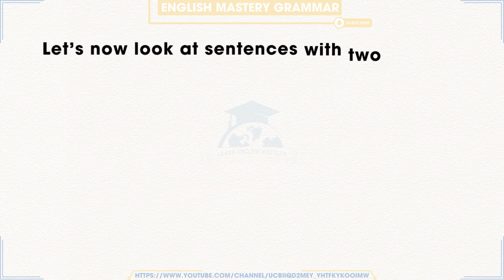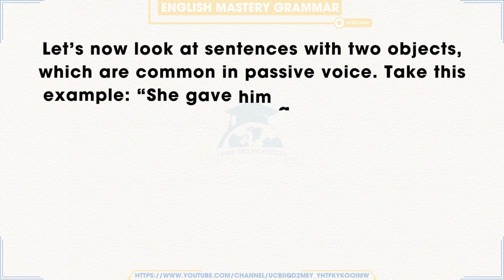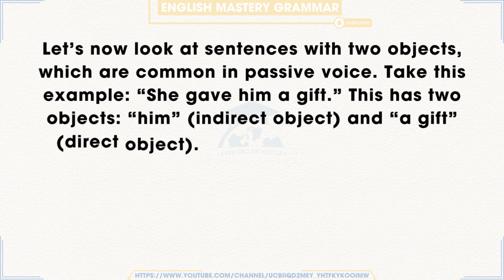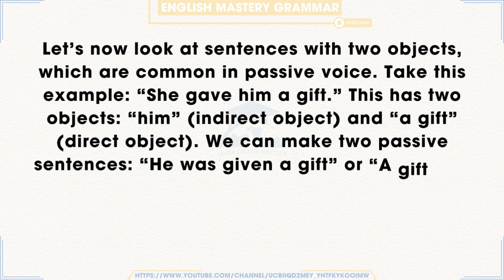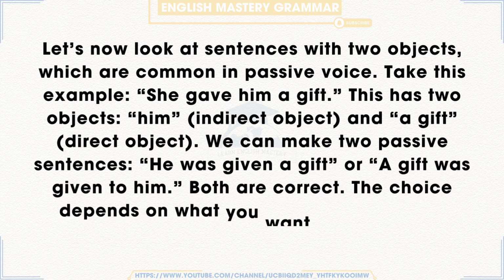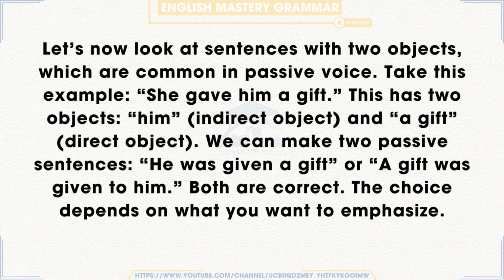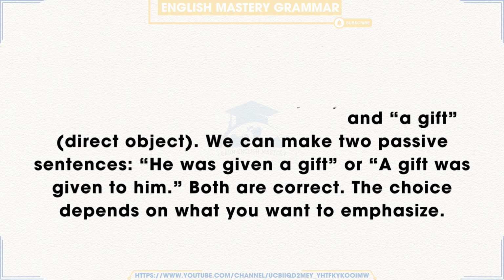Let's now look at sentences with two objects, which are common in passive voice. Take this example: she gave him a gift. This has two objects, him, indirect object, and a gift, direct object. We can make two passive sentences. He was given a gift, or a gift was given to him. Both are correct. The choice depends on what you want to emphasize.